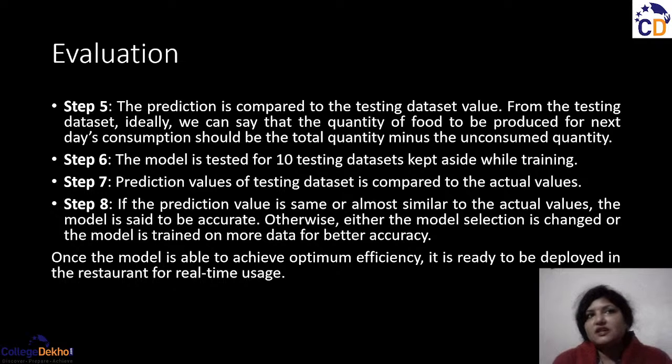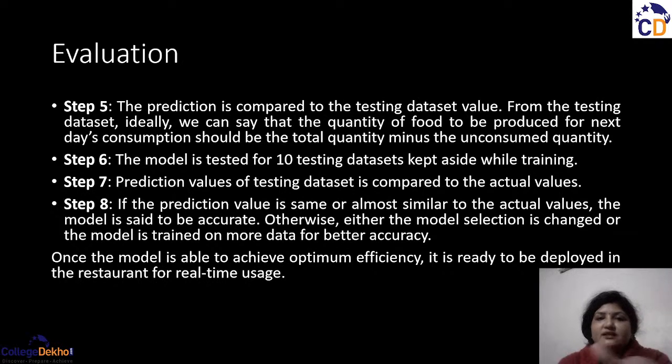So we have taken the algorithm, that is regression, for solving this problem. If the model is giving you inaccurate results, that means you need to change the selection of the algorithm, or the model is trained on more data for better accuracy. So when the results are inaccurate, you need to change one of two things: either change the algorithm or increase the data set, right?